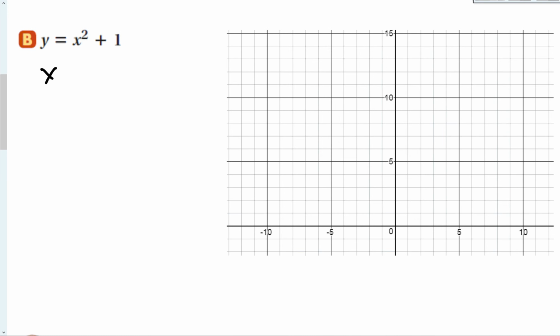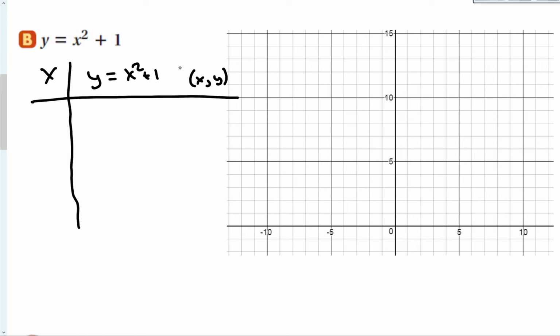So again, we're going to take an input. We're going to say that y is going to be equal to x squared plus 1, and then I'm going to have my output ordered pair. Okay? And if you just want to make a table with x and y, that's okay too. Okay? I want to show you all the steps here. So my input, let's start here.